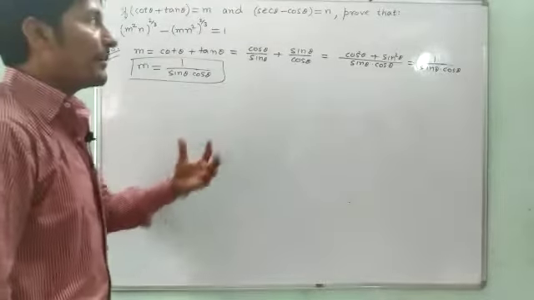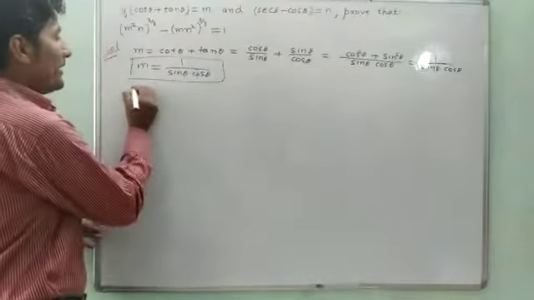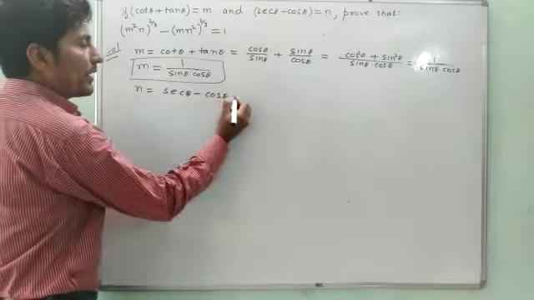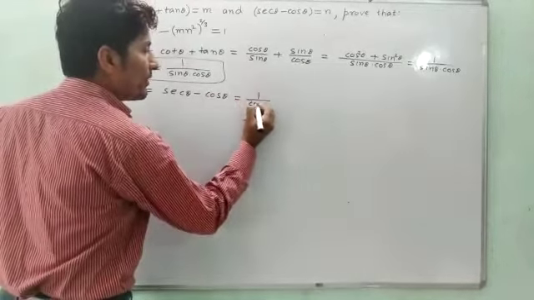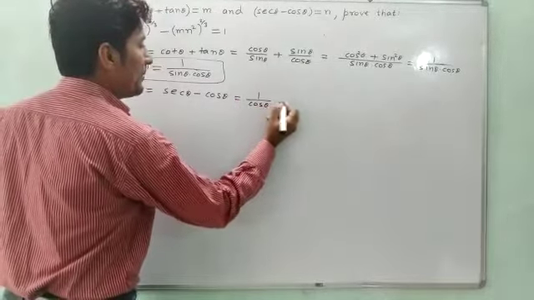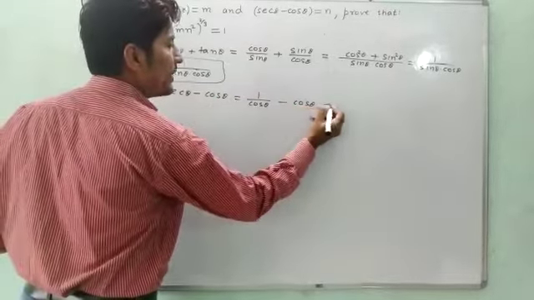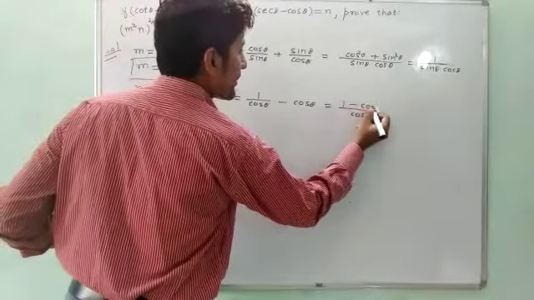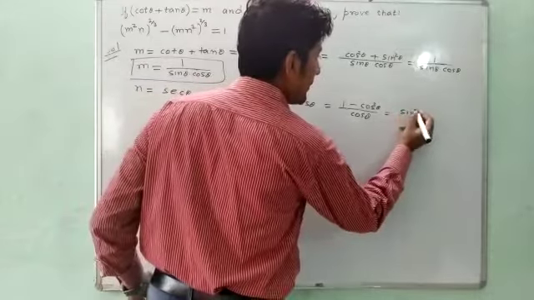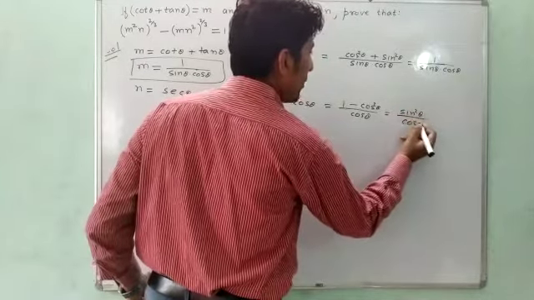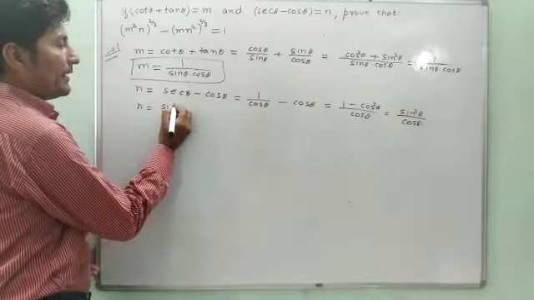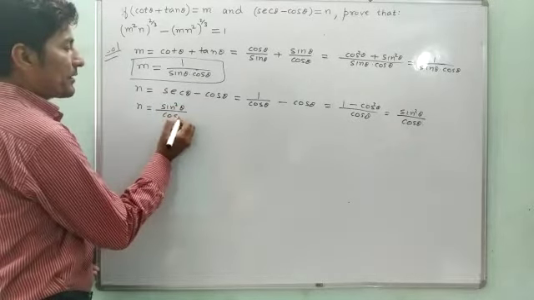Similarly, we have to find out the simplified value of n also. So we can write here n. n is equal to sec theta minus cos theta. Sec theta can be written as 1 upon cos theta, minus cos theta will be as it is, no change. Now here we can take out the LCM. LCM will be cos theta, and here we can write 1 minus cos square theta. 1 minus cos square theta equals sin square theta upon cos theta. So we got the value of n also. The value of n is sin square theta upon cos theta.